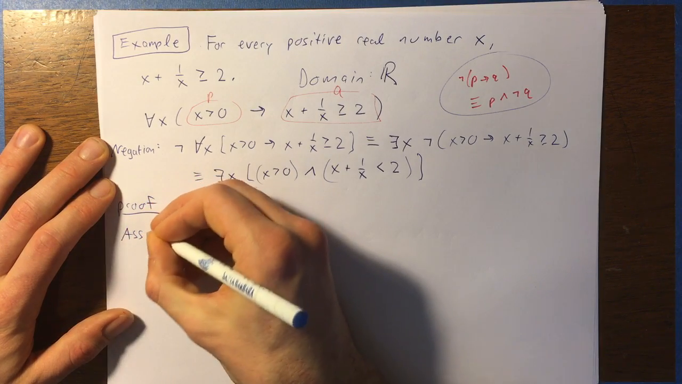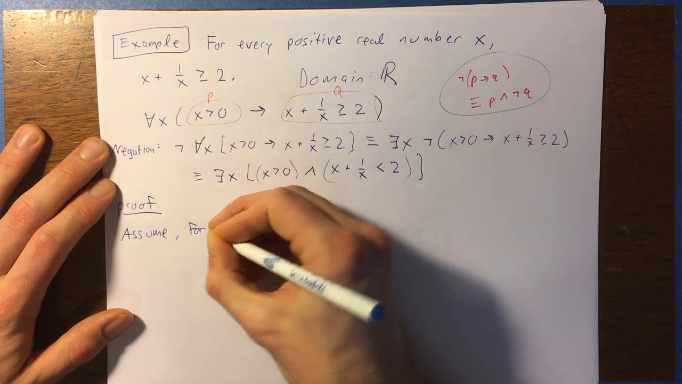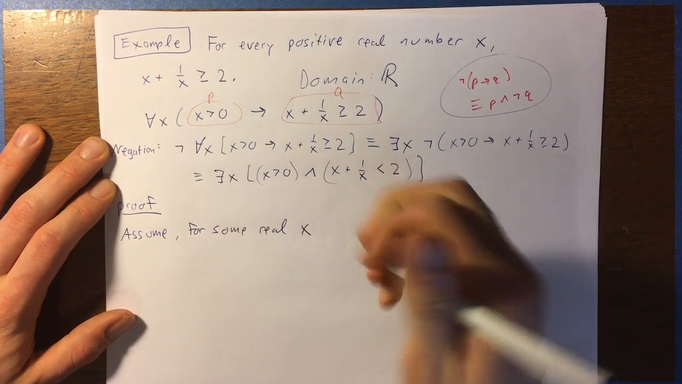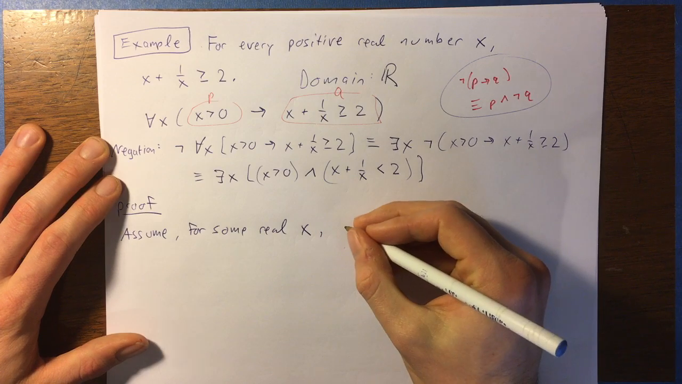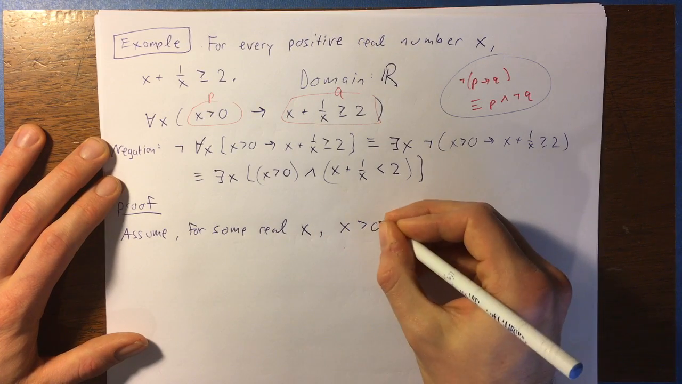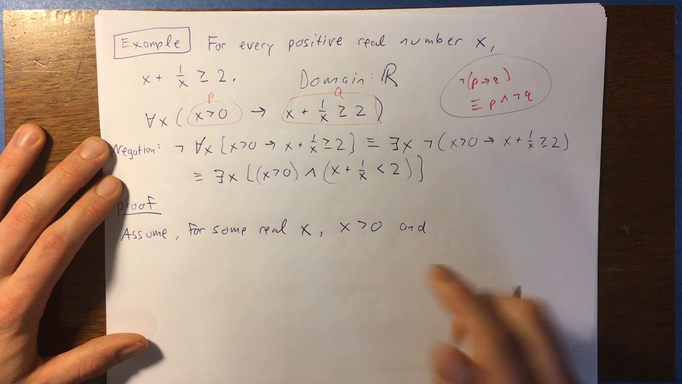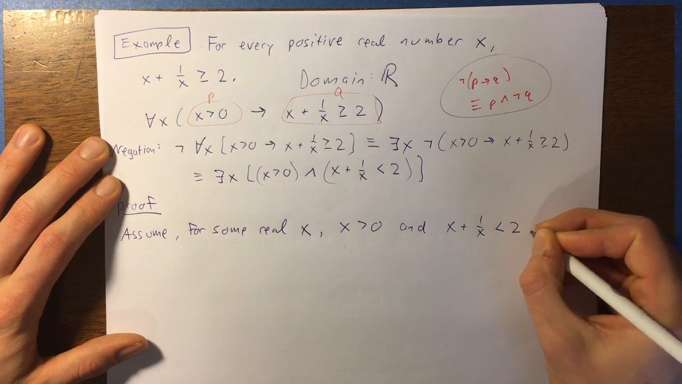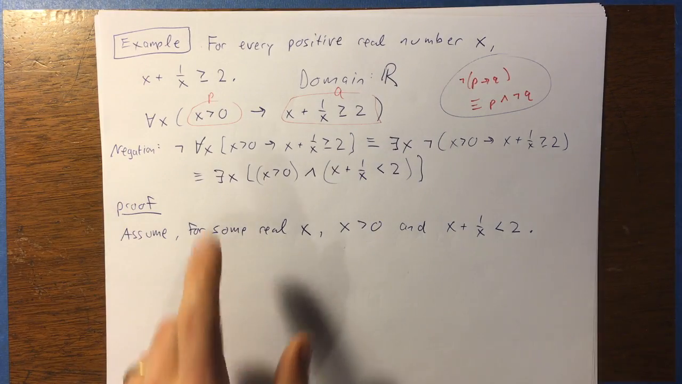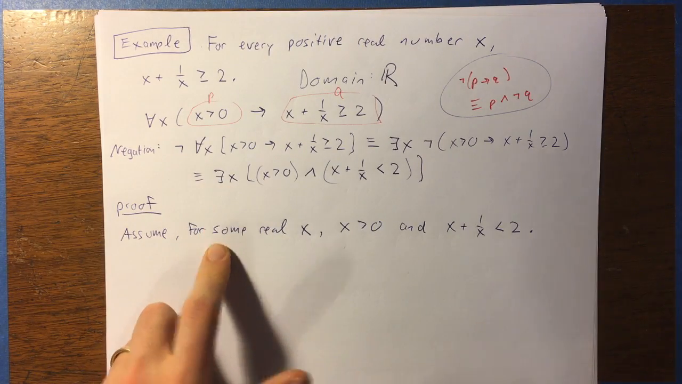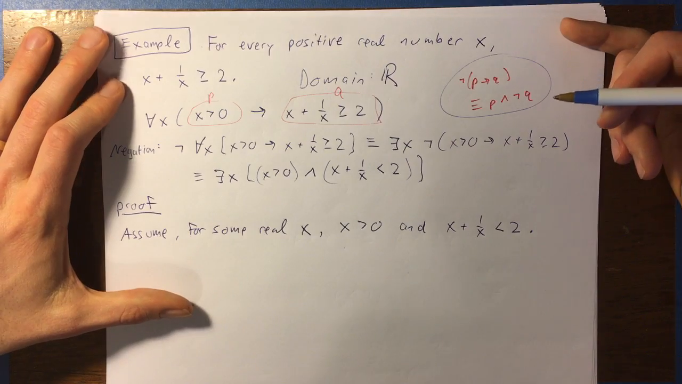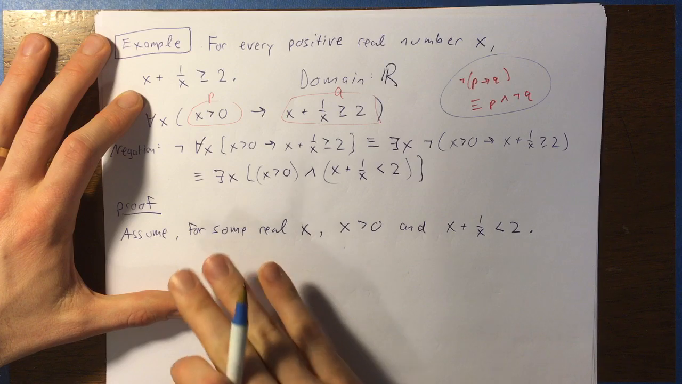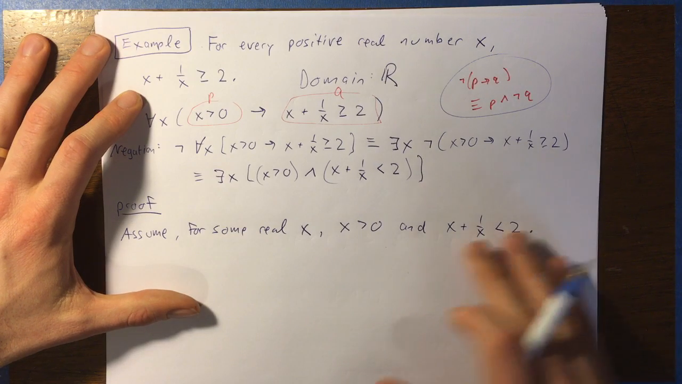Assume for some real number x, assume that x is greater than 0, and that x plus 1 over x is less than 2. For some, right? We're trying to prove this by contradiction, so instead of proving for every positive real this is true, we're going to say, assume that for some positive real number it's false, which is equivalent to this.